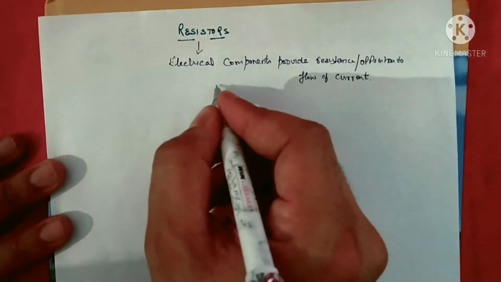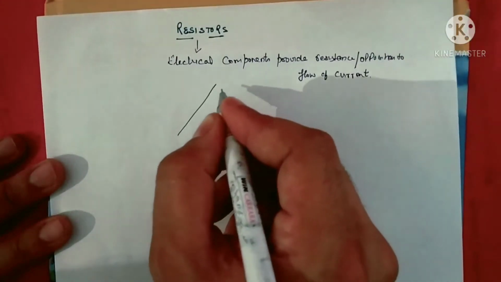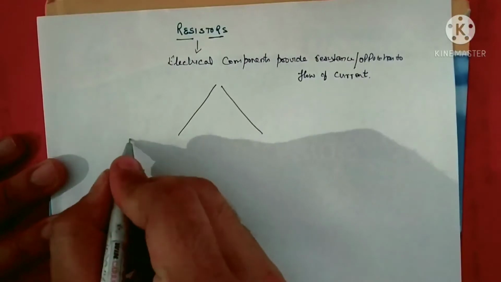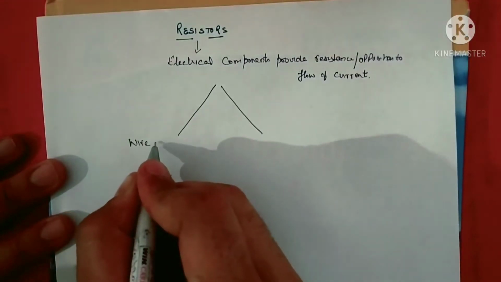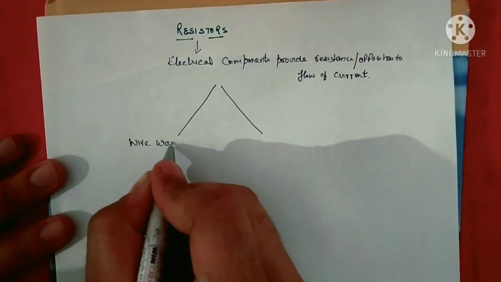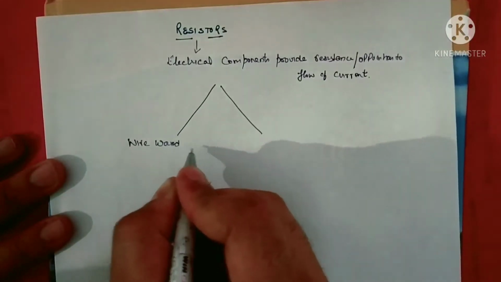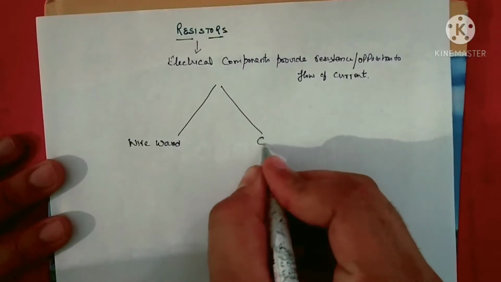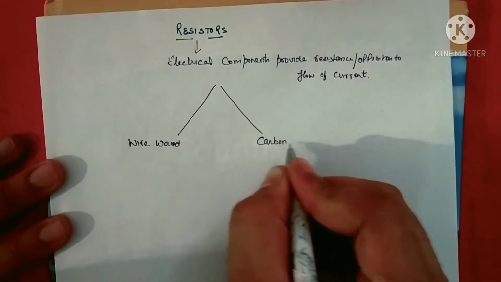So here we have two types of resistors. First is called wire wound resistors, and second is what? Carbon resistors.